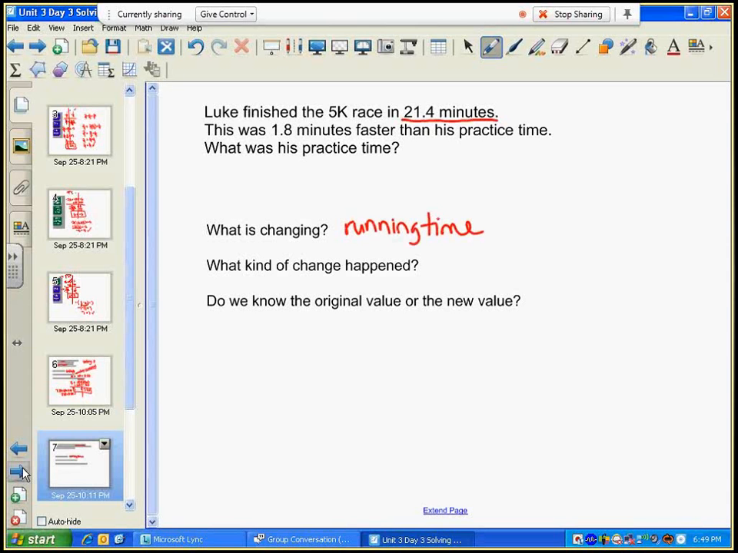That's what's changing. That's the variable. We'll go ahead and call that T for time. Okay. Now, what kind of change happened? Because he started out with a race time of, I don't know what it was. And then he got 1.8 minutes faster. So what does that mean, faster? Am I going to increase that time or decrease it? I'm going to decrease it. So his time decreased by how much? 1.8 minutes.